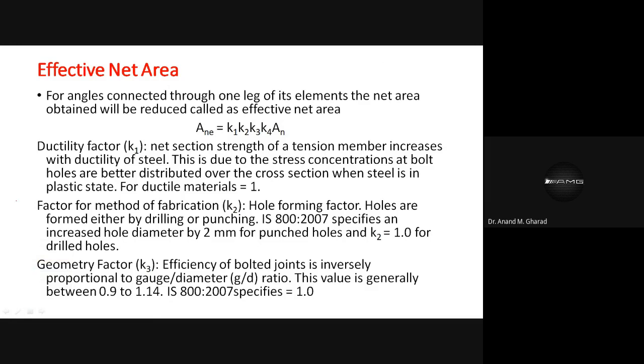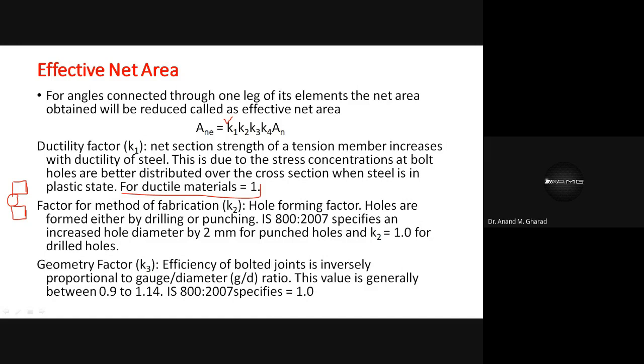Okay, so we have seen the figure associated with the stress distribution in the plastic state. If this is the bolt hole in plastic state, the distribution is very much like this, over here as well as over here, isn't it? So it is more or less uniform, you can understand. Therefore, for ductile materials, this value is considered to be 1. So K1, since steel is a ductile material, and at ultimate stress this stress distribution is almost uniform, this value is assumed to be 1.